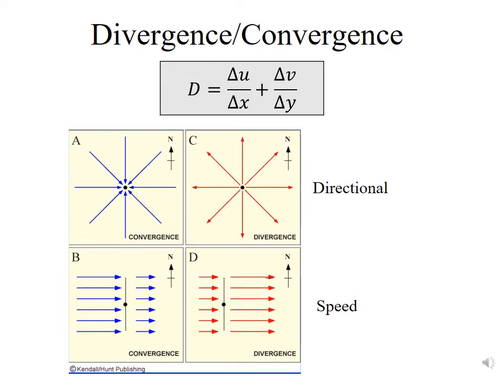In directional divergence, you essentially have air parcels that are moving away from each other. Directional convergence, air parcels are moving towards each other. And for speed divergence, you have air parcels that are accelerating away from other air parcels. And for convergence, you have deceleration and the piling up of air parcels.